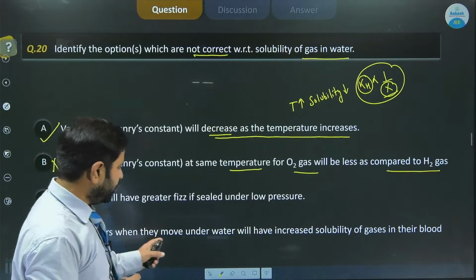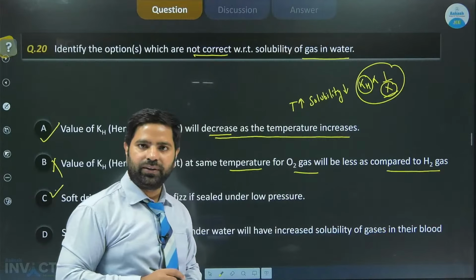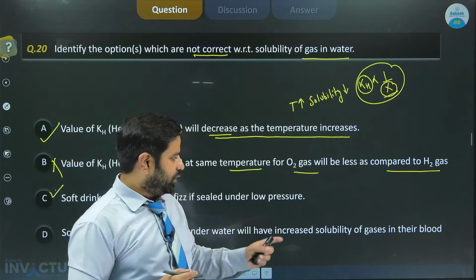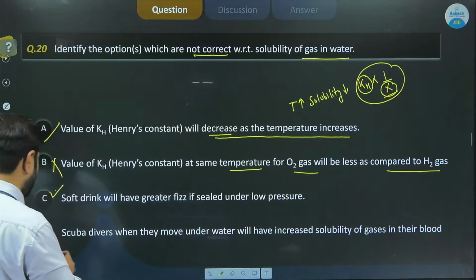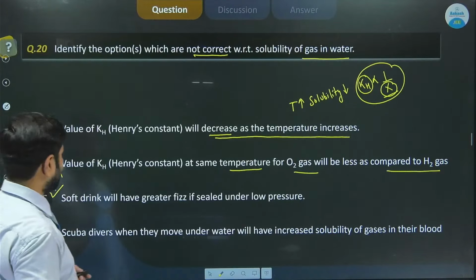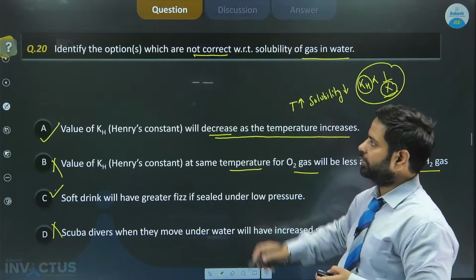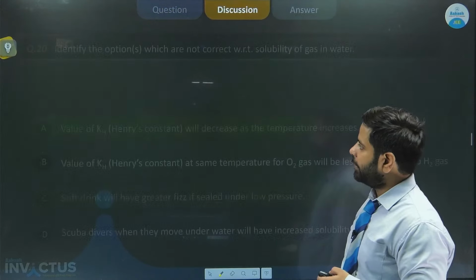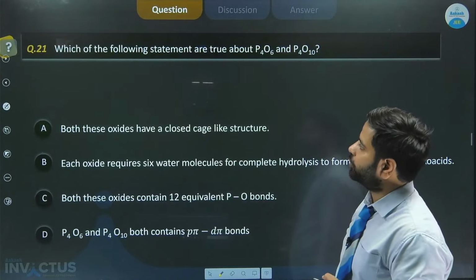Scuba divers, when they move under the water, will have increased solubility of gases in their blood. Yes, solubility of gas in their blood increases for the scuba diver, we know that, the fact. So this is again a correct option, but we have to choose the incorrect. So options A and C are the incorrect options. Let's check the answer. The answer given is A and C. Let's move on to the next question.